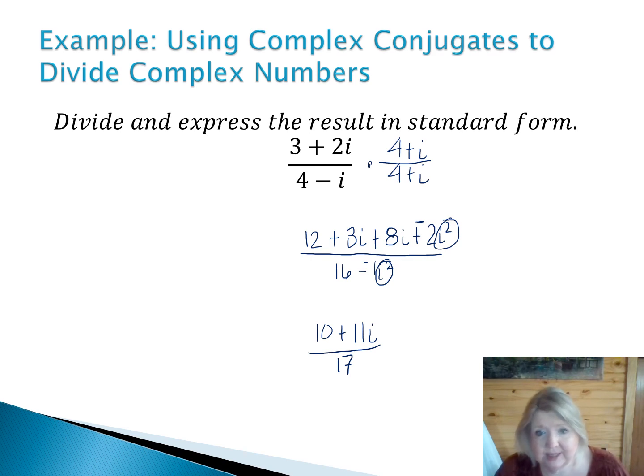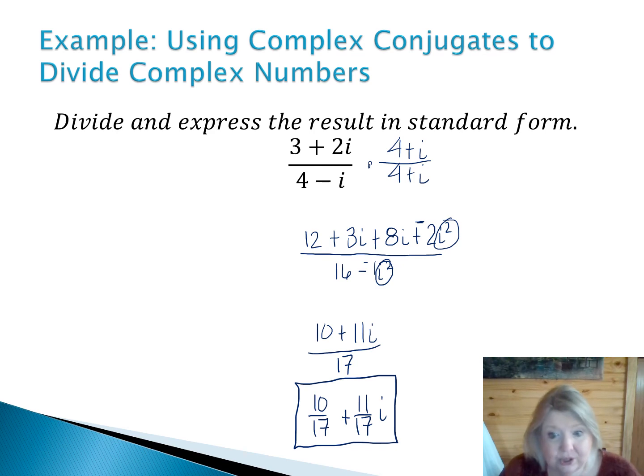This is not standard form because standard form says I have two parts. I have a real part, 10 over 17, plus I have an imaginary part, 11 over 17 i. This should remind you of rationalizing the denominator with radicals because it is exactly the same process.